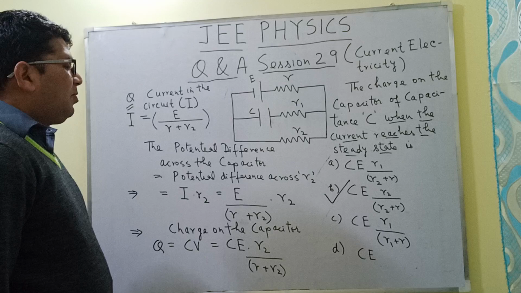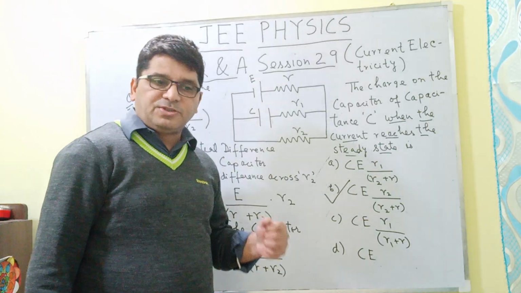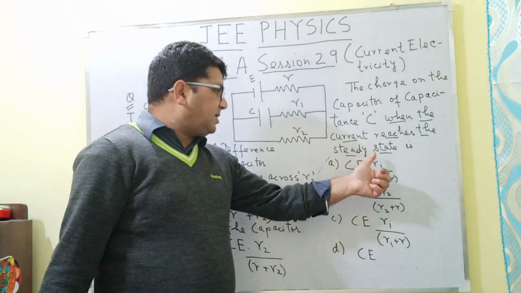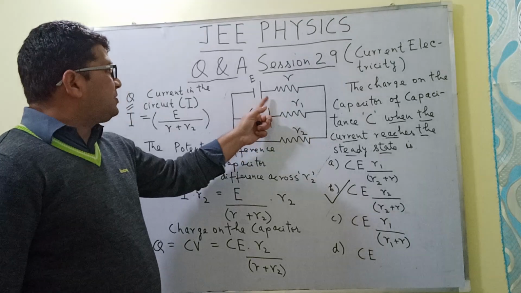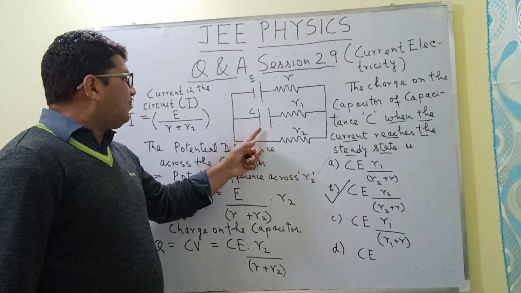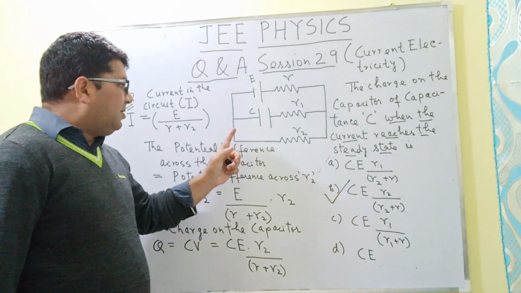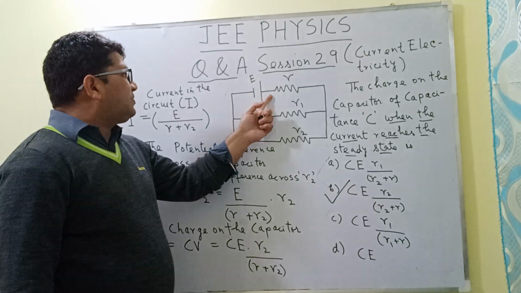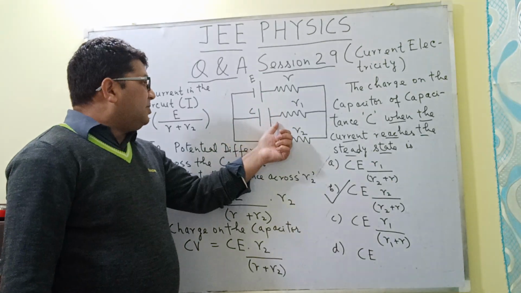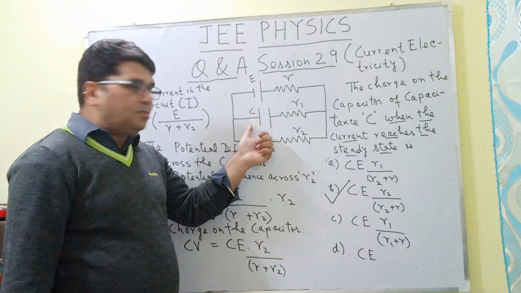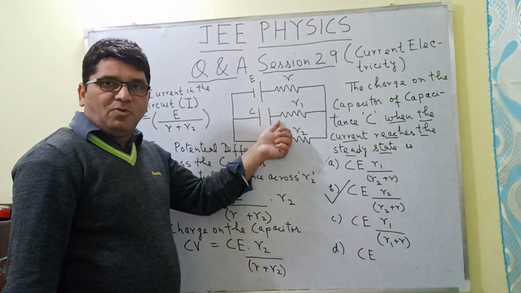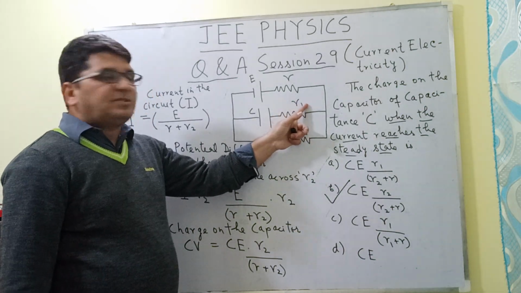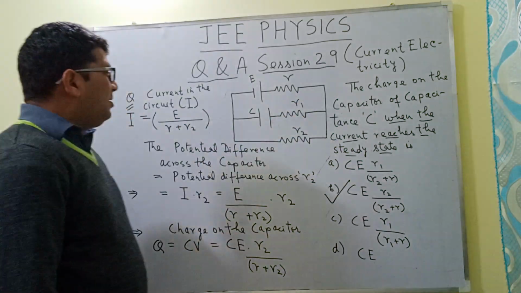So in this question, the most important thing which needs to be understood is that when the current reaches the steady state, then the potential difference across this EMF source and the potential difference across this capacitor are equal. So there will be no flow of current through this capacitor. And when there is no flow of current through this capacitor, then in that case this resistance R1 will become ineffective.